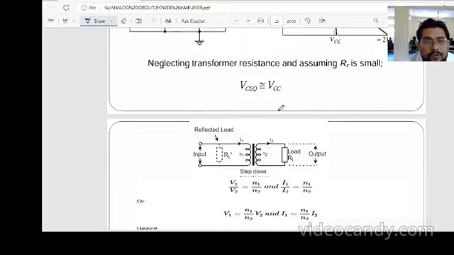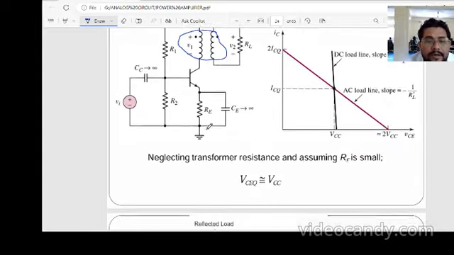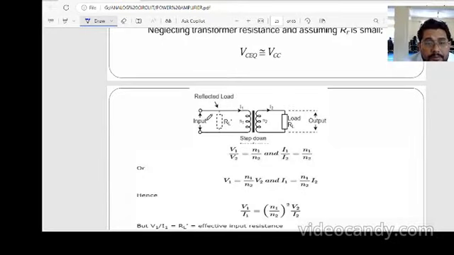So the only new thing here is the transformer coupling. Suppose that this is the input, this is the RL, and this has N1 number of turns, and here N2 number of turns. This is the primary coil, current I1 is flowing. Here current I2 is flowing, and this is the load. We know the concept of a transformer. This is the input voltage.